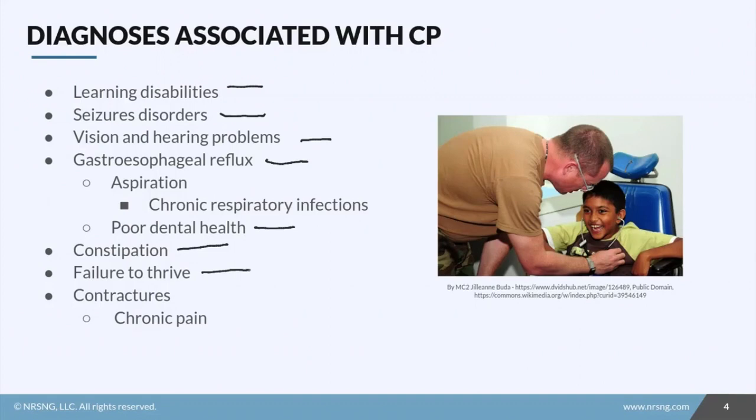These kids can have a difficult time because of their poor tone, taking in the amount of calories that they need, so we can see some weight loss. And then they also get contractures and can have chronic pain from that. So I just want to give you some really quick examples of ways that you might come into contact with these kids as a nurse.